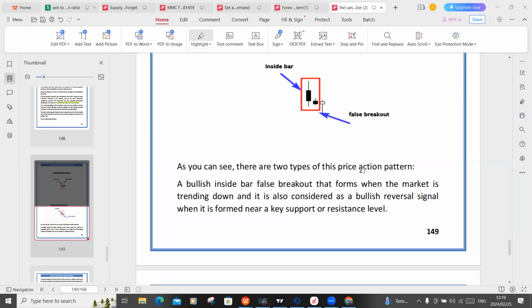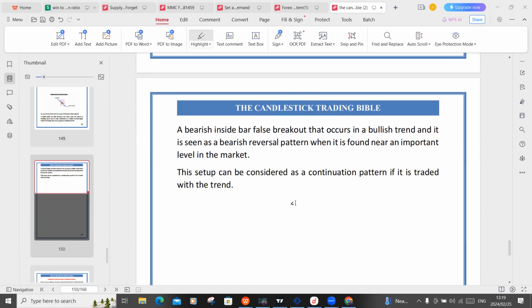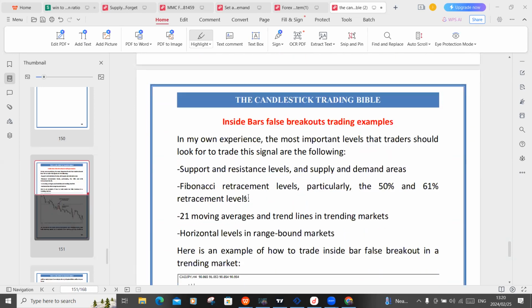As you can see, there are two types of this price action pattern. A bullish inside bar false breakout that forms when the market is trending down, and it is also considered as a bullish reversal signal when it is formed near a key support or resistance level. A bearish inside bar false breakout that occurs in a bullish trend, and it is seen as a bearish reversal pattern when it is found near an important level in the market. This setup can be considered as a continuation pattern if it is traded with the trend.